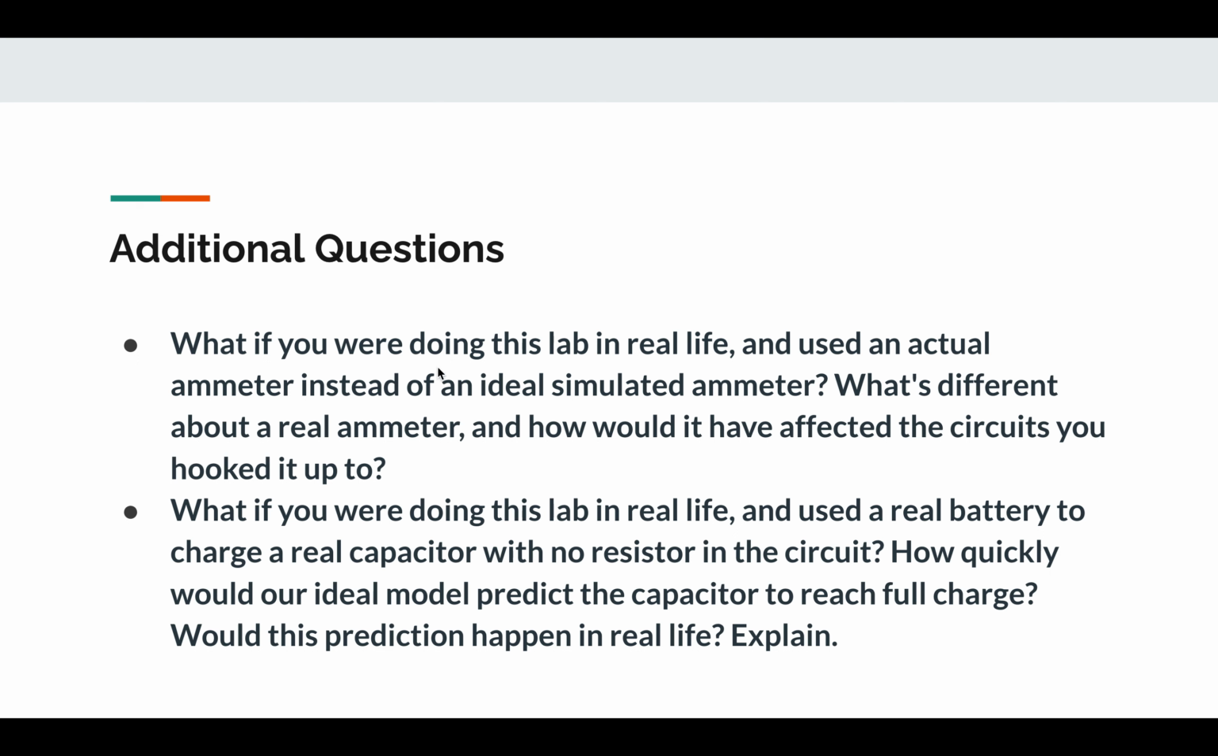Some additional questions. If I were to do this lab in real life, the ammeter would have some resistance. Thus, our current would be less because there's more resistance, and the capacitor should charge instantaneously. But since all our components, like the wires, have resistance, some more time would be required to charge the capacitor.